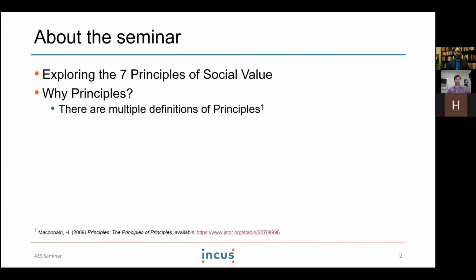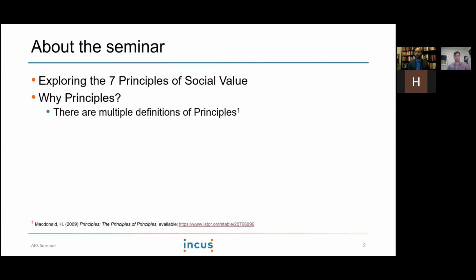At the end of the session, you won't be an expert on the social value principles or social value measurement because we only have an 1.5-hour seminar together. And as everyone knows, to become an expert, you need 2 1.5-hour seminars on the topic.